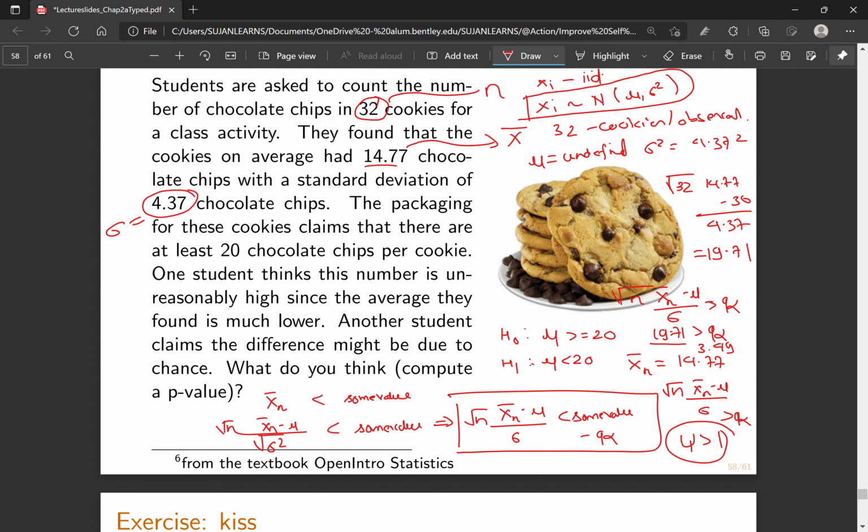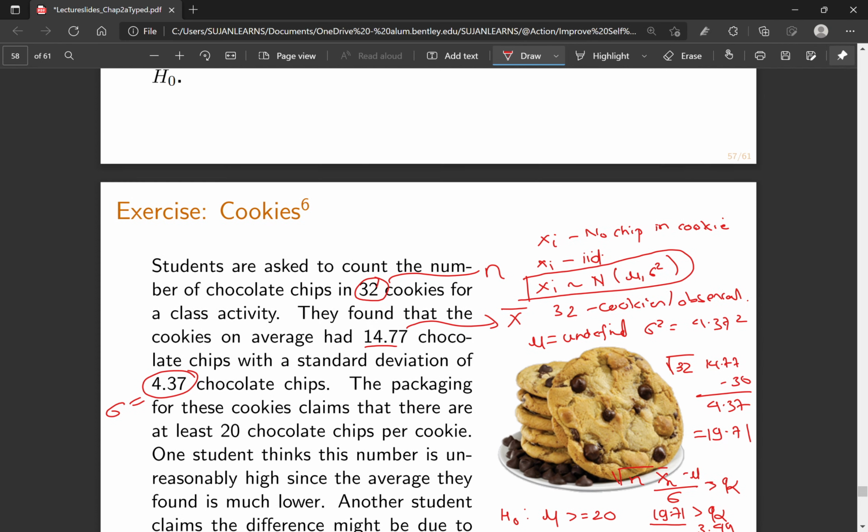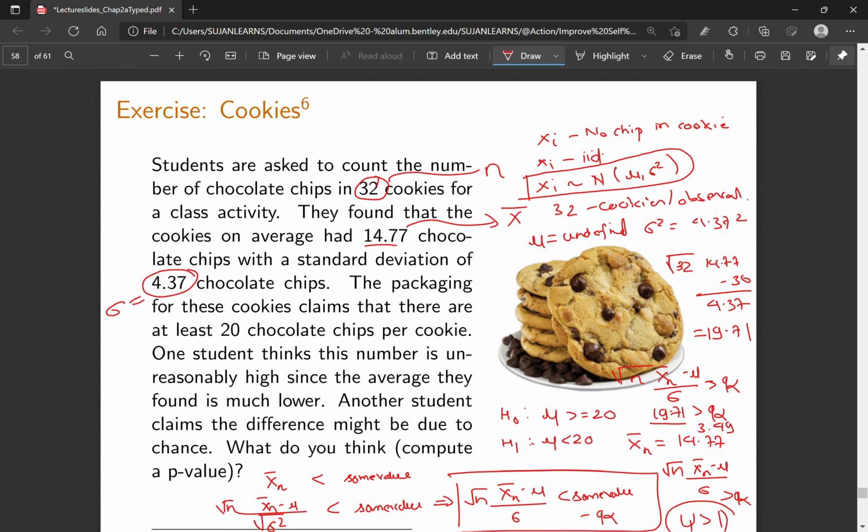So that's all for today. Let me quickly summarize what we learned today. We did some exercise today about cookies. Cookies that had chocolate chips on them, and there are 32 cookies. We modeled these 32 cookies as observations of the Gaussian distribution and used the observations to create a model and to compute a p-value out of the model, and check whether that p-value is realistic.